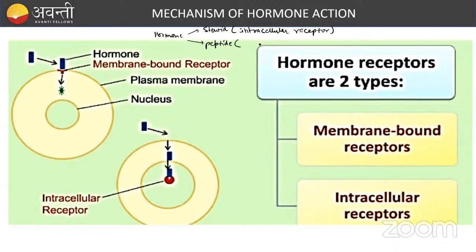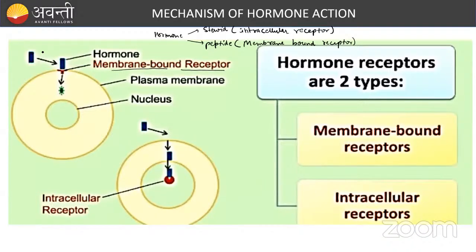And the peptide hormones have a membrane-bound receptor. Why? Because the plasma membrane is a lipid bilayer, and a peptide is made up of monomeric units, which are amino acids. And amino acids are hydrophilic in nature. If a molecule is hydrophilic, it cannot pass through the hydrophobic lipid bilayer plasma membrane. So they need a receptor. The receptor for the peptide hormone is present in the membrane and is known as a membrane-bound receptor.